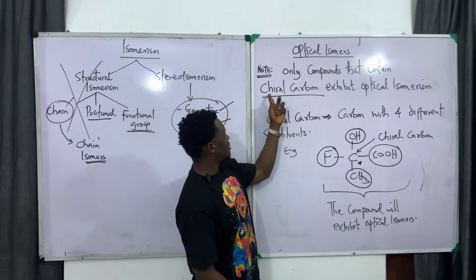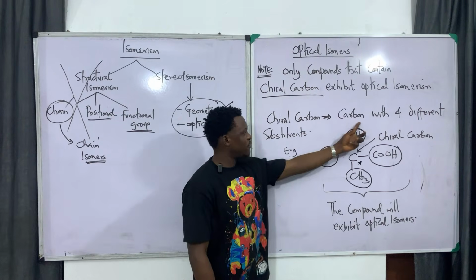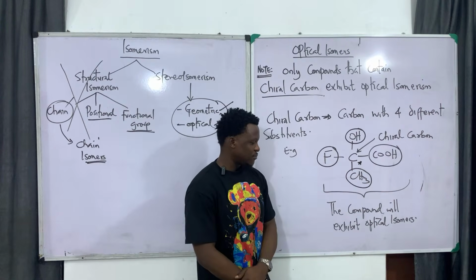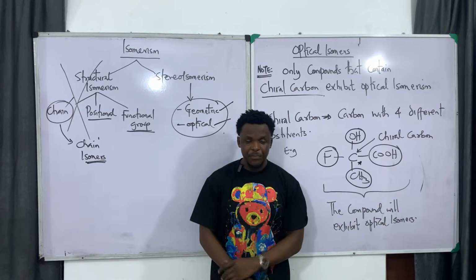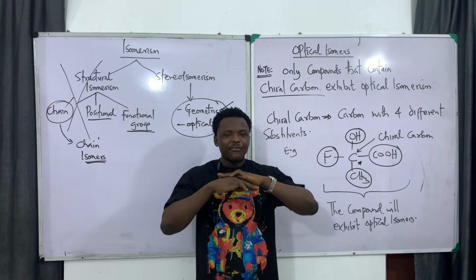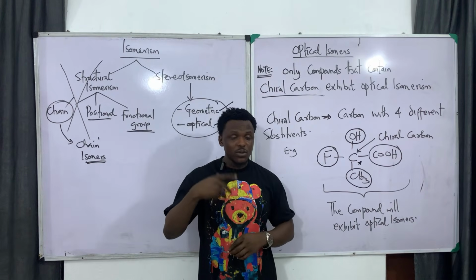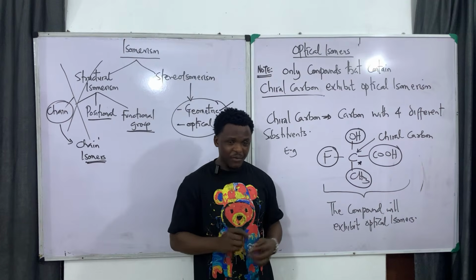Why? Because it contains a chiral carbon. What is a chiral carbon? Carbon with 4 different substituents. Example of that is this carbon. So the compound will exhibit optical isomerism. With this, I have completed optical isomers. This is what you will spend hours reading in your textbook. In less than 5 minutes, I have covered it.